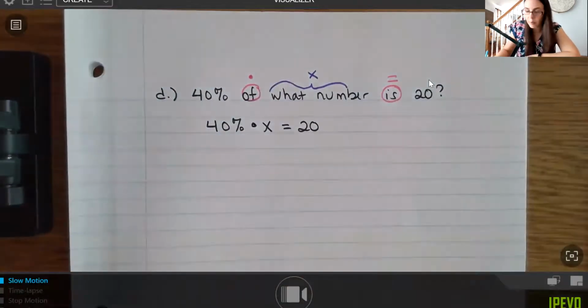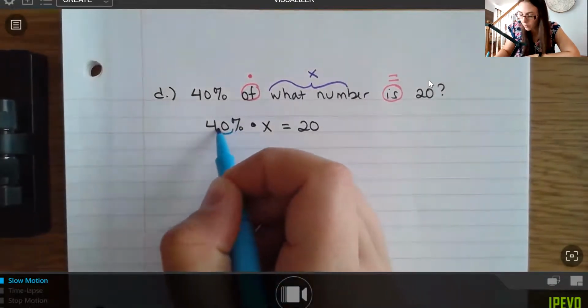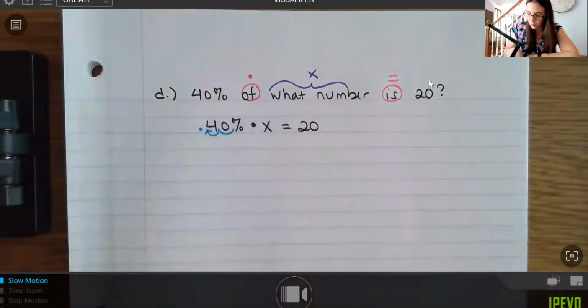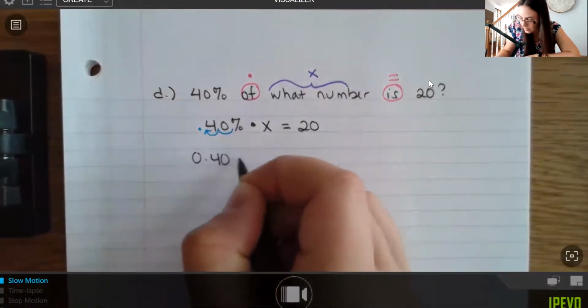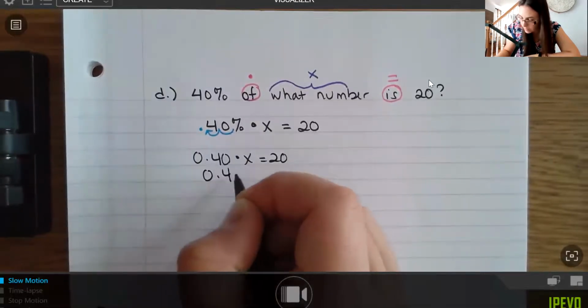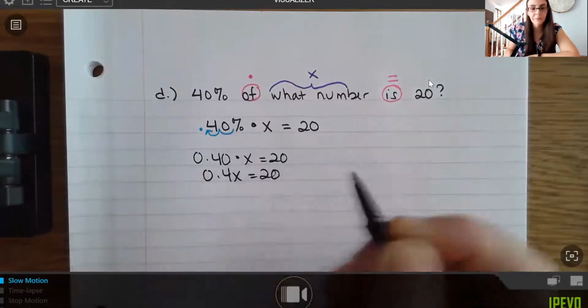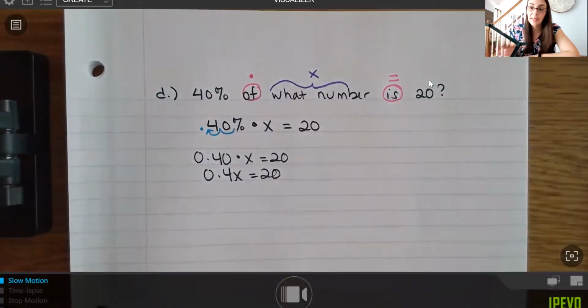And I am going to change that percent over. So I'm just going to use that shortcut here. I'm taking 1/100th of this, so I end up moving it 2 spots to the left. So I have 0.40 times x, which is 20. Or if you want, you can shorten this to 0.4x equals 20. Okay, so just a few examples on how to set up these most basic of percent problems.